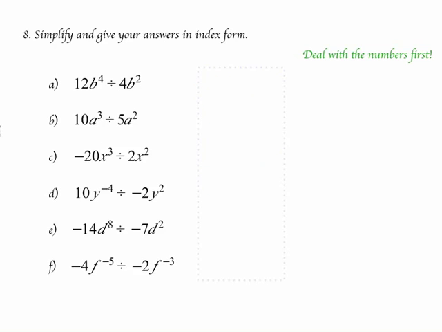Okay, try these next ones. Again, we're going to deal with the number first. And we're going to do it in the same way. So I've got 12b to the 4 divided by 4b squared. If I deal with the numbers first, I've got 12 divided by 4, b to the 4 divided by b squared. 12 divided by 4 gives me 3. b to the 4 divided by b squared is just going to be b squared. We're minusing our powers. Okay, so try the next questions for yourself. And here are the answers.